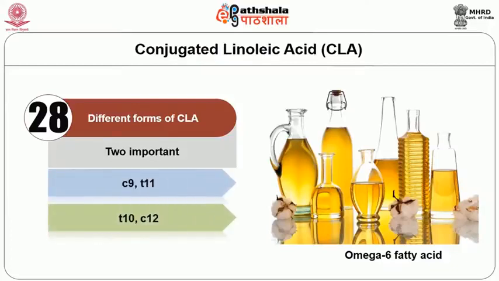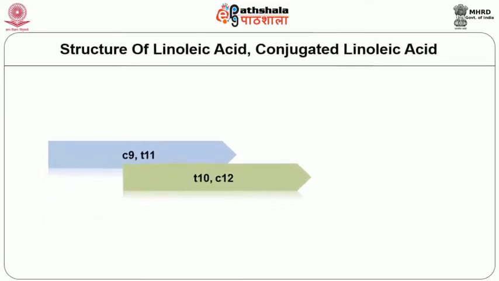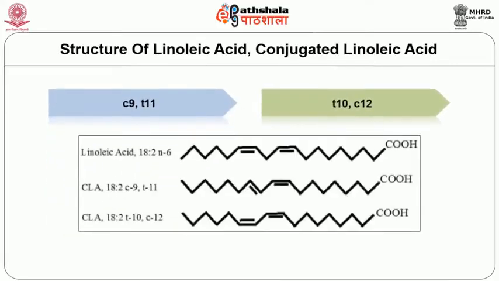and T10, C12. If you look at the structure of linoleic acid and conjugated linoleic acid and the differences between the two, linoleic acid is 18:2, where 2 denotes that it has two double bonds. That is why it is called an unsaturated fatty acid, and being an omega 6 fatty acid, you can see the two bonds appear. Conjugated linoleic acid is also unsaturated and also has two double bonds, but they are at different positions.